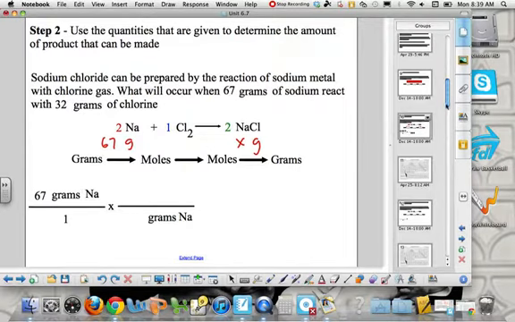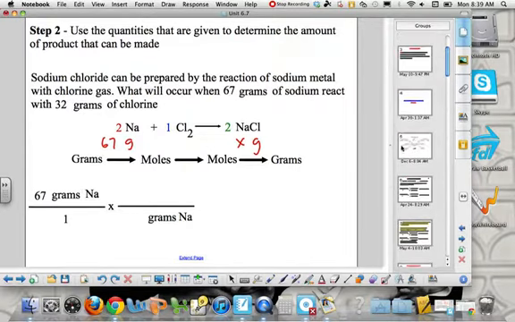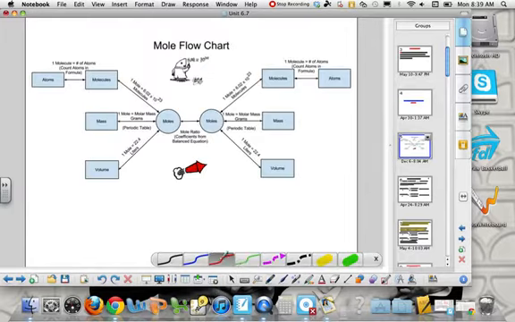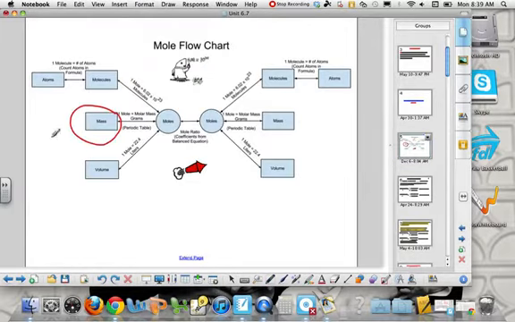Now if we look all the way back at our flow chart, what we're actually doing here is starting out here in my mass, in grams of sodium. Specifically, I have 67 grams, and we're looking to figure out how many grams of sodium chloride I can make. So I'm starting out with grams of sodium, and I have to take this first step here and go to moles of sodium. Once I'm in moles of sodium, I can use my balanced equation to go to moles of sodium chloride, and then go back out to grams of sodium chloride.